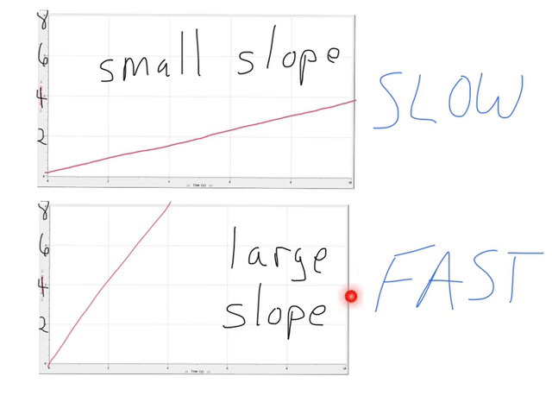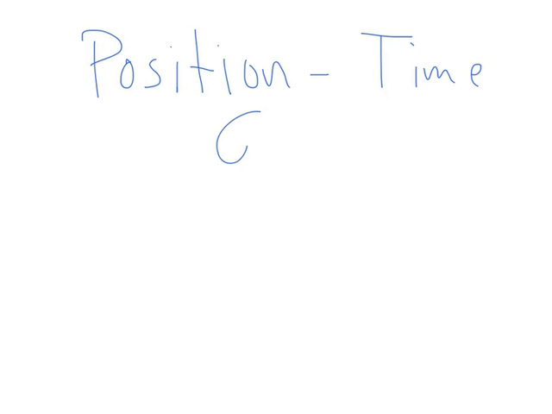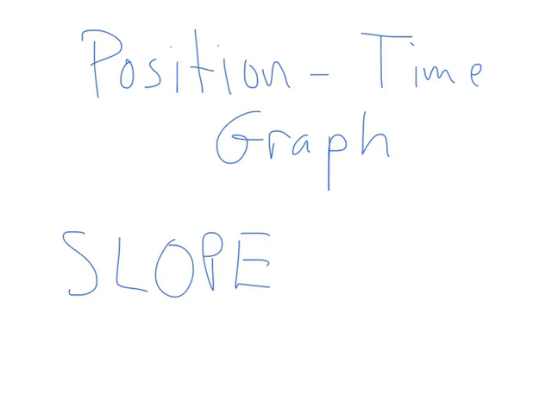So I can see slope is correlated with speed. Large slope, fast. Small slope, slow. So I've just learned that on a position time graph, slope equals speed.